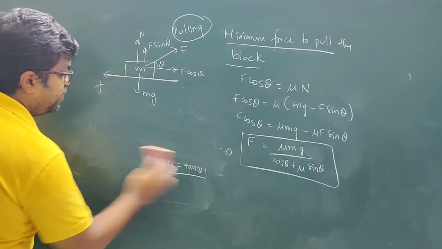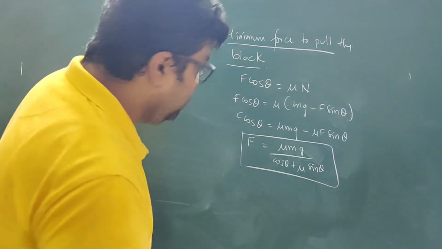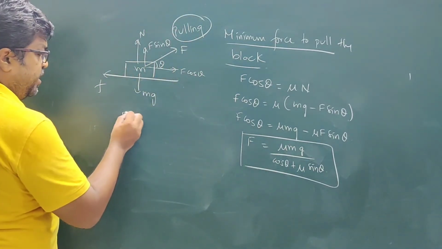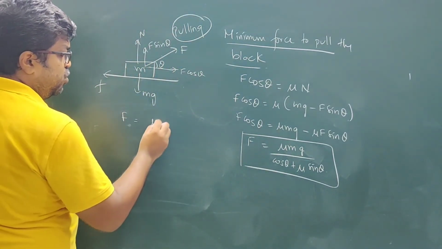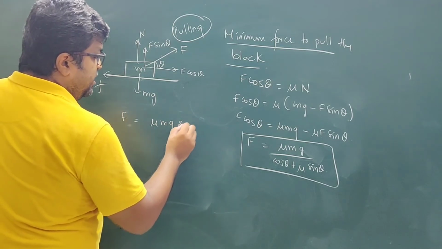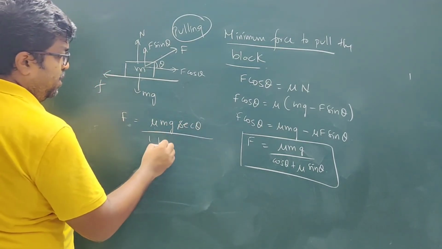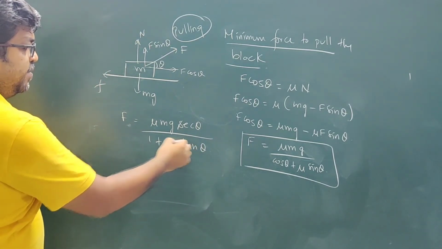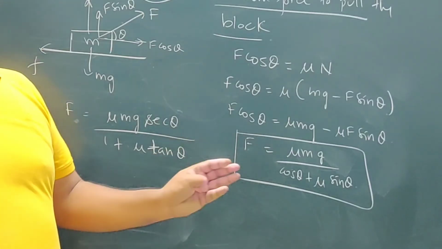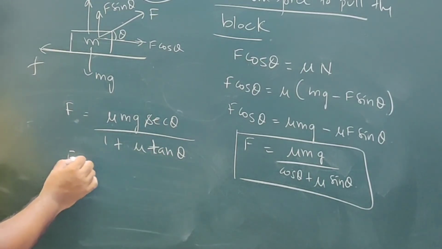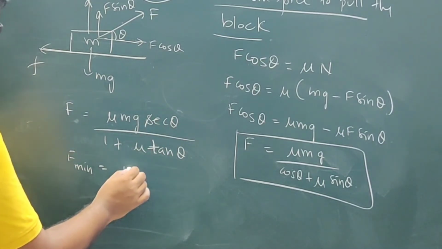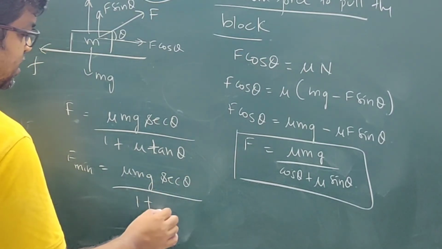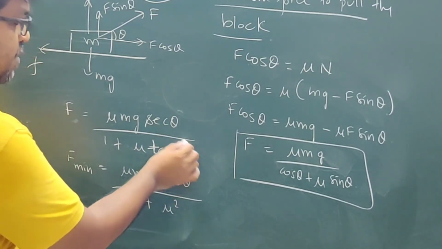If I divide this numerator and denominator by cos theta, what do I get? F is equal to mu mg sec theta divided by 1 plus mu tan theta. Correct? Now for mu is equal to tan theta, force is minimum. So if I write F minimum is equal to mu mg sec theta divided by 1 plus mu square, tan theta can be replaced by mu.